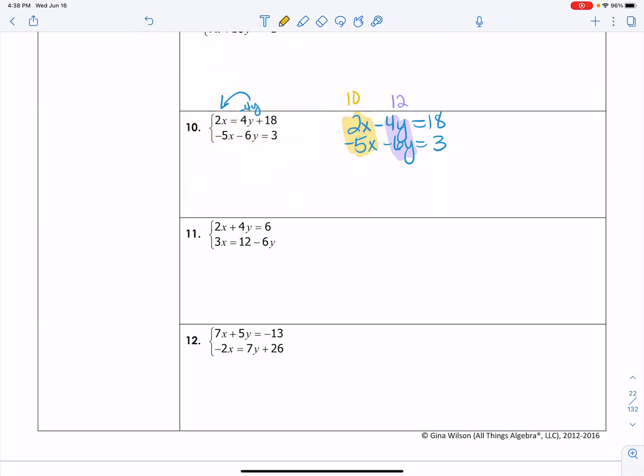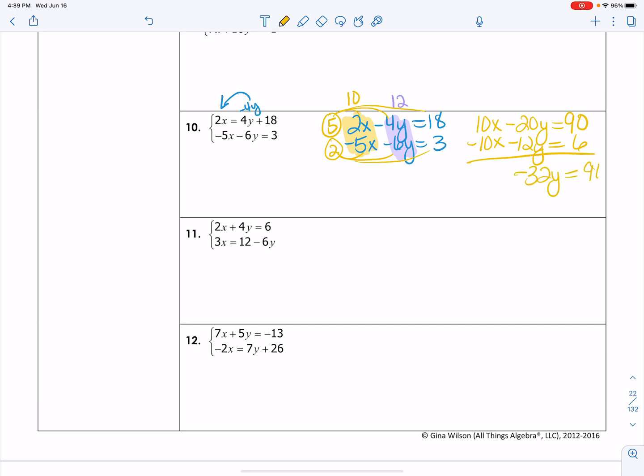So if I change that 2 into a 10, I'm going to have to multiply everything by 5. So that's going to be 10x minus 20y equals 18 times 5 is 90. Oops, that looks like a 6, but it's a 90. My thing moved. All right, and so if I need a 10, I'm going to times the bottom all by 2. So negative 10x minus 12y equals 6. So you end up with, my x's cancel, you end up with a negative 32y equals 96. Divide both sides by a negative 32, and my answer for y is a negative 3.